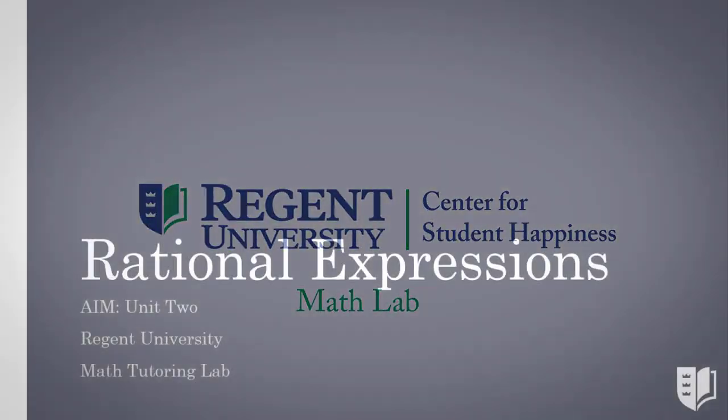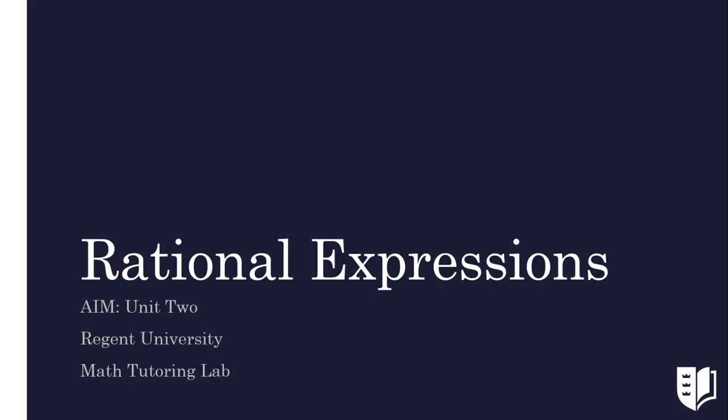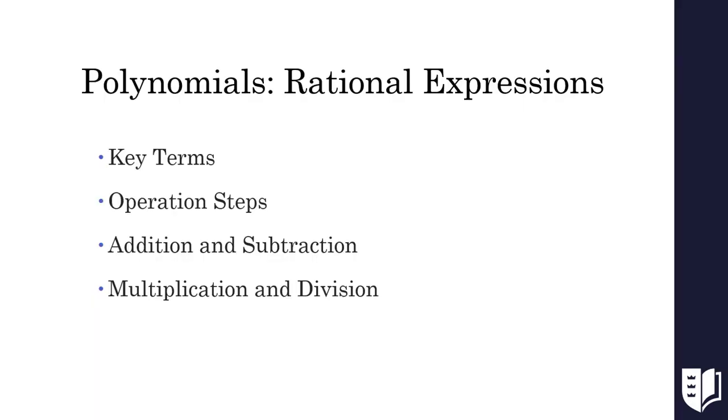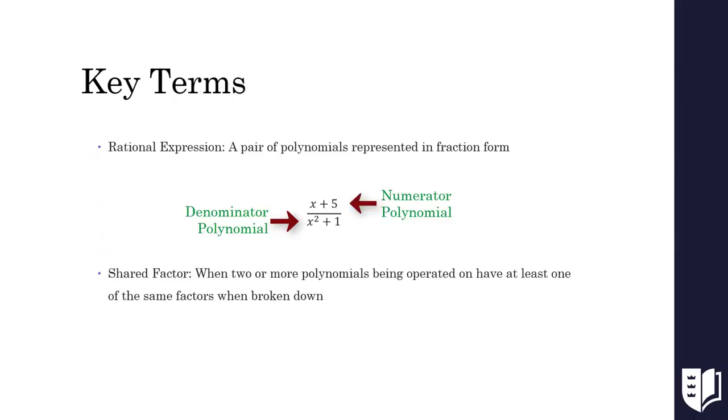Welcome to a tutorial on simplifying rational polynomial expressions presented by the Regent University Math Tutoring Lab. There are four things we need to think about in order to simplify rational expressions. First, we need to go over some key terms. Second, we need to examine the steps for operating on rational expressions. Third, we will learn the general process for adding and subtracting rational expressions. And finally, we will learn how to multiply and divide rational polynomial expressions.